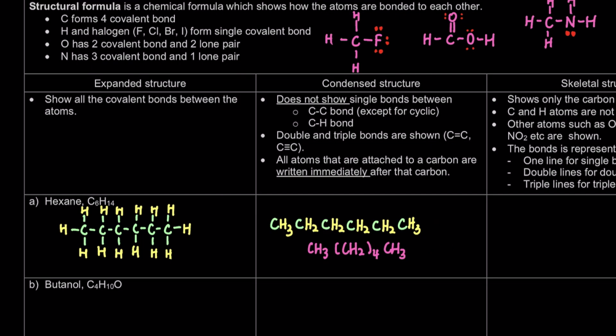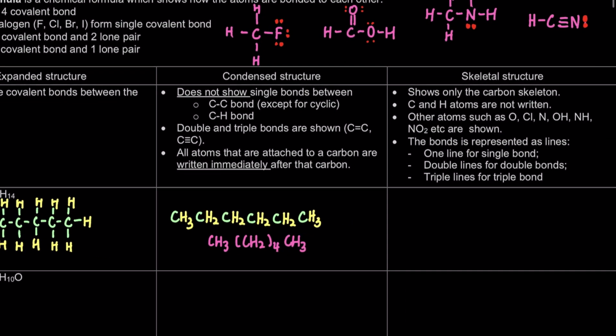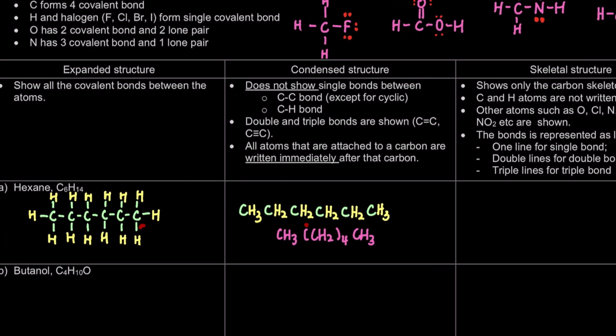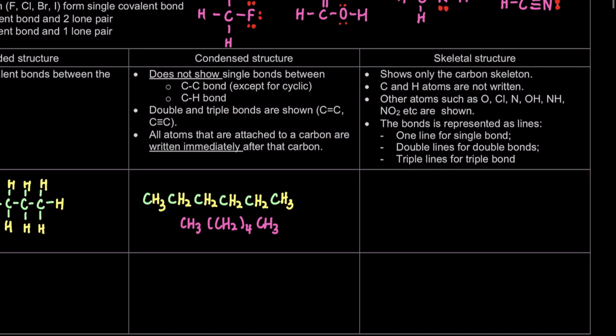Next we're going to look at skeletal structure. For skeletal structure, we choose only the carbon skeleton. The carbon and hydrogen atoms are not written. So for the case of expanded and condensed, we show the carbon and hydrogen present. But for the case of skeletal, we will not show it. Other atoms such as oxygen, chlorine, nitrogen, hydrogen that is attached to oxygen or hydrogen that is attached to nitrogen, and O2 are shown. And the bond is represented as a line.